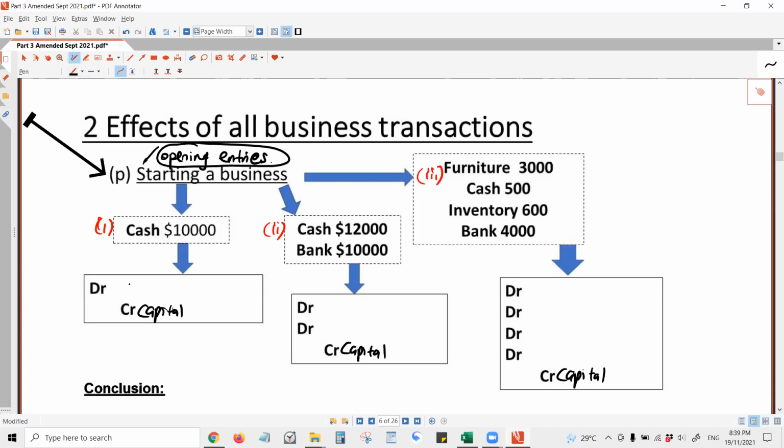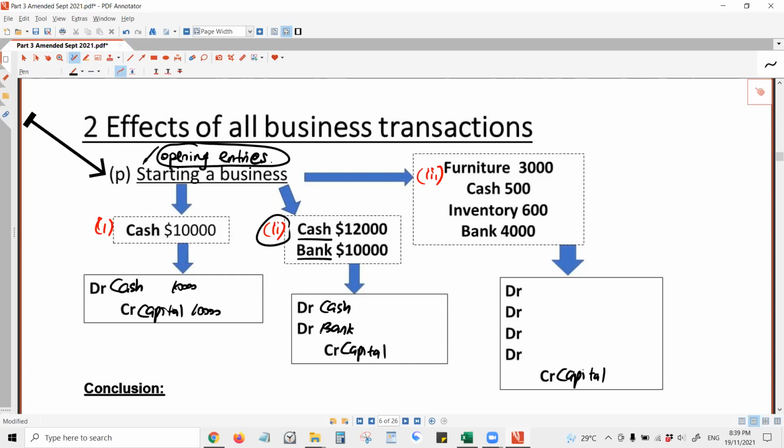Credit capital, debit cash. You put cash into the business, so you have more cash in the business. 10,000. Another example, you may put cash and money into the bank. You can put cash into the business, or you can put money into the business bank account. So it's up to the question. You have to see the exam question, see what things they put into the business, then you do the double entries accordingly. So here, debit cash.